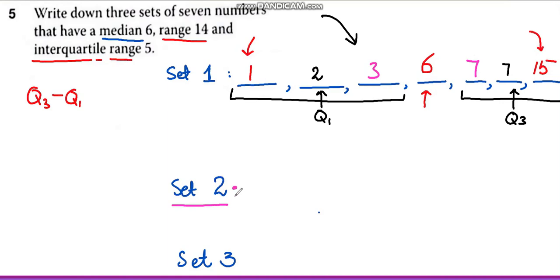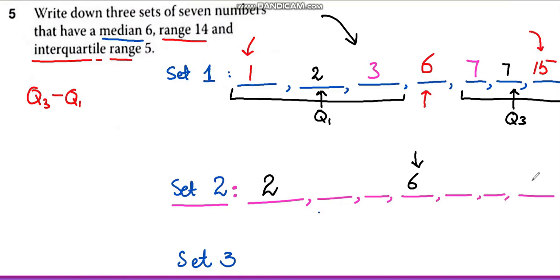Now we need to write another set. So I will again make 7 blanks here. As the condition says that the median should be 6, first of all, I have put the median as 6. And the range should be 14. So I have to take 2 extreme values where the difference should be 14. So this time I am taking this extreme value as 2 and this extreme value as 16, because again, the difference will be 14 over here.